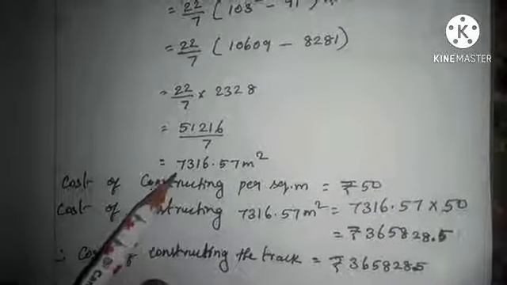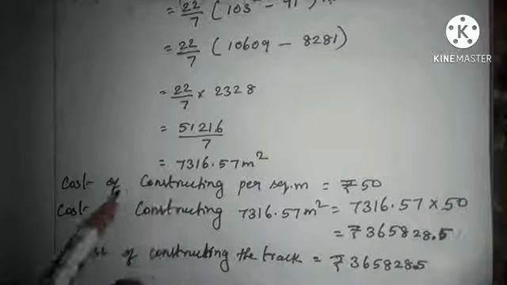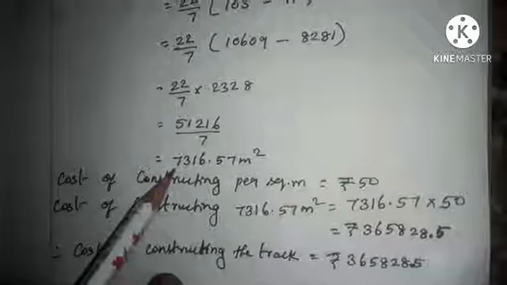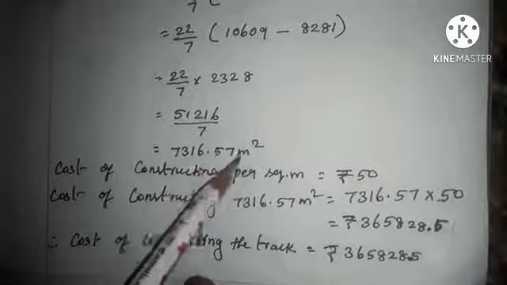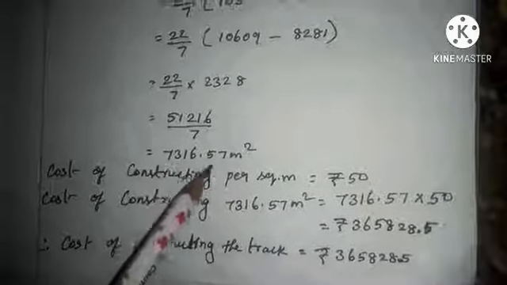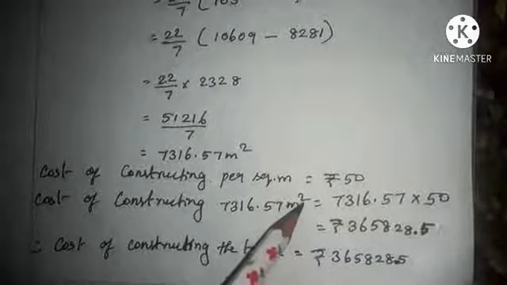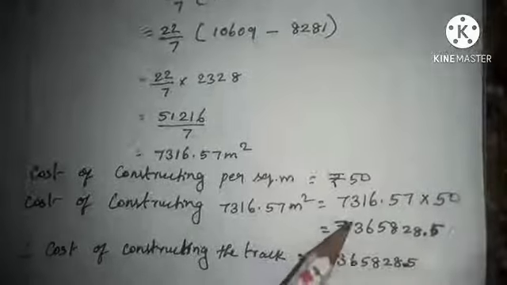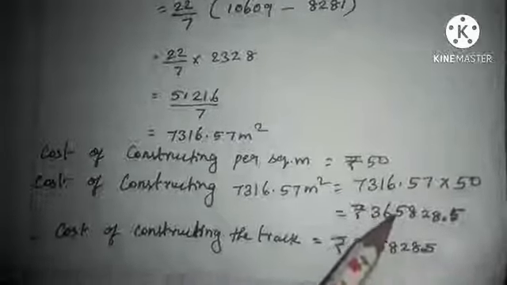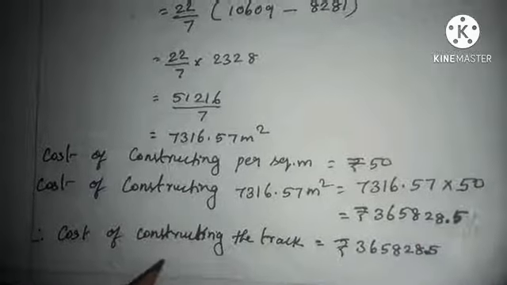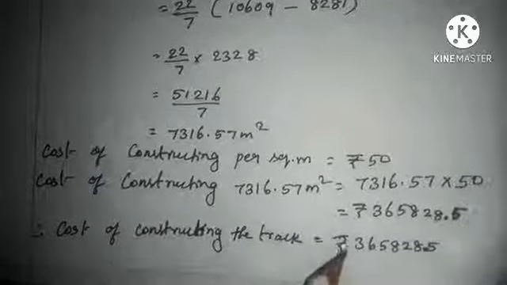Next, they have given the cost of constructing the track, that is the cost of constructing per square meter. It is given as 50. Now we have 7316.57 meter square. So the cost of constructing 7316.57 meter square is equal to 7316.57 into 50. We get the value as 3,65,828.5. Therefore, the cost of constructing the track is rupees 3,65,828 and 50 paise.